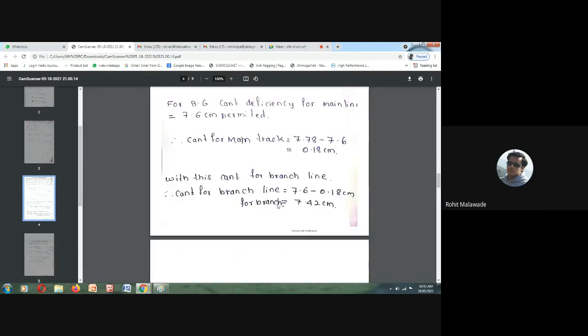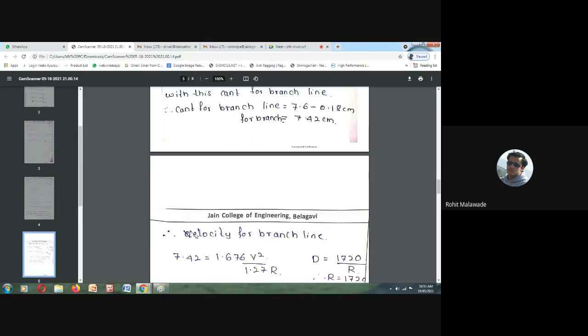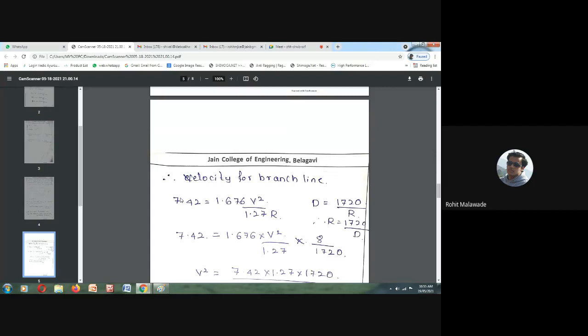Now I know this is the super elevation for your branch line. Is it clear? Now what should I calculate? I want to find out the velocity of the branch line. I already calculated the super elevation for a branch line, which is equal to GV square divided by 1.27 R.